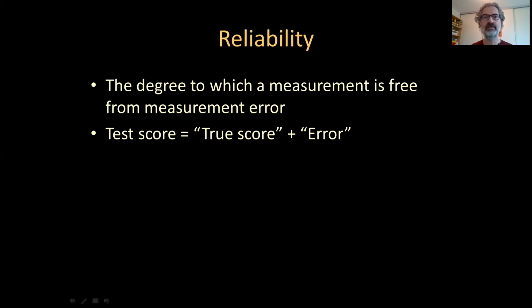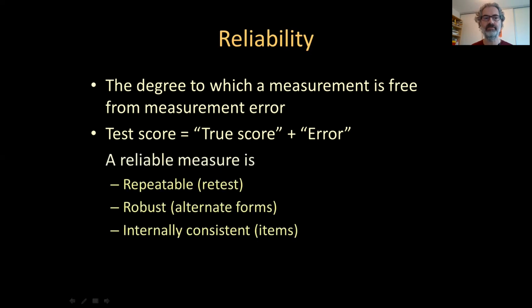In fact, there are different kinds of reliability, and they have to do with the extent to which measures are repeatable, robust, and internally consistent. What does this mean? A measure is repeatable when you get the same result at retest. So you administered the same test twice and you get the same score. Usually you don't get exactly the same score, and the extent to which the scores are likely to differ is your retest reliability.